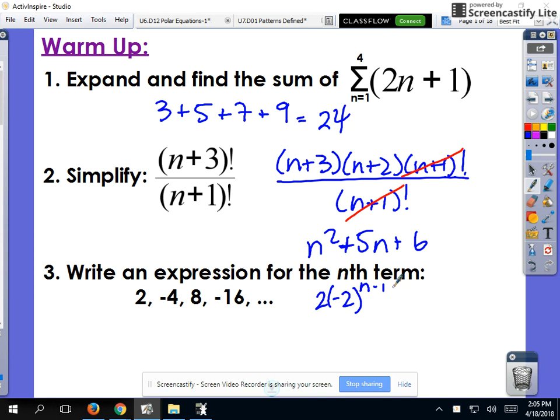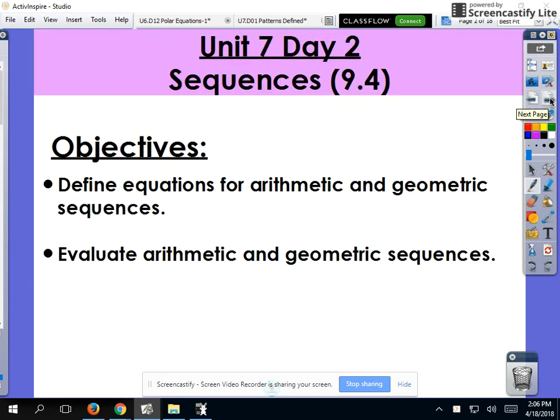Another way that you could have written that is -1 times -2 to the n, I think would work. Maybe. Yeah, it does. So if you plug in 1, you're going to get the +2 that you want. 2 options. Have fun.